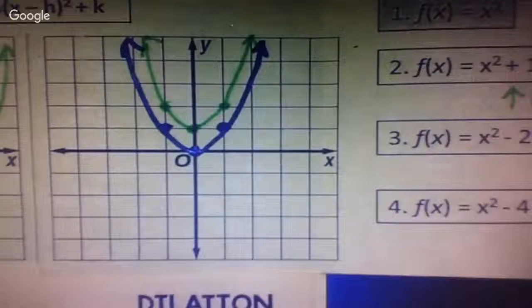Number 3, x squared minus 2. Down by 2. Again, from my original graph. You want to go from your original graph.